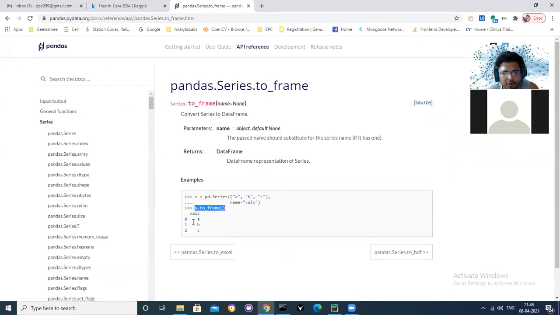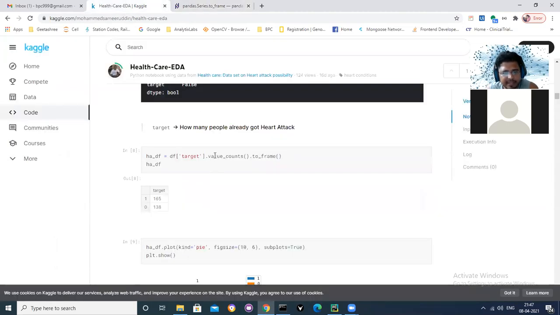So what is the output? The output has index numbers 0, 1, 2. This is the index column, and then A, B, C. So I had a series, and I converted that series to a data frame, a rectangular data. This is linear data and this is rectangular data. So the same thing they did here.